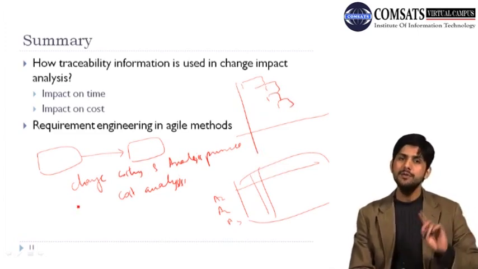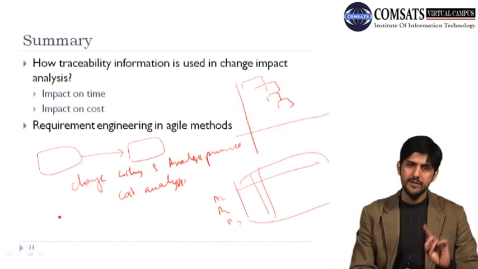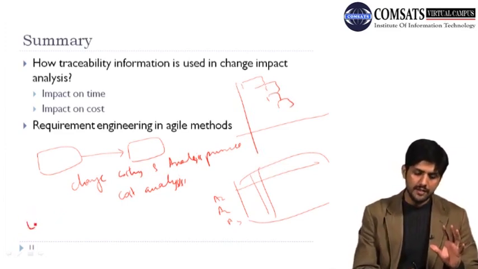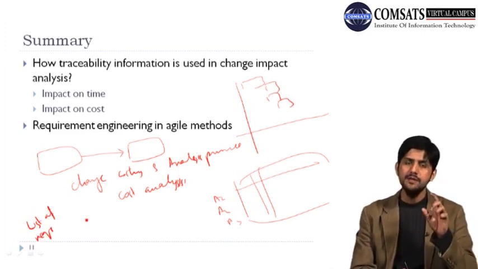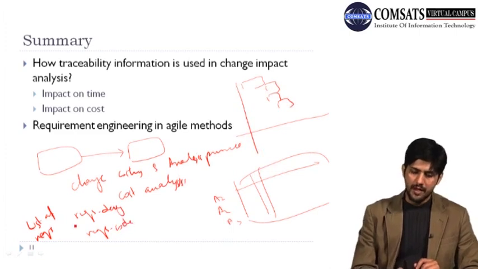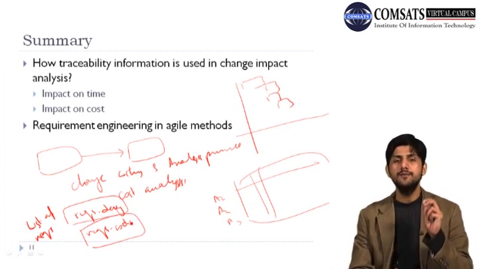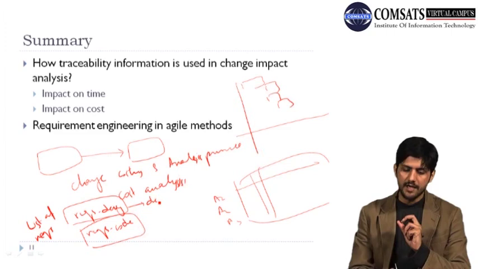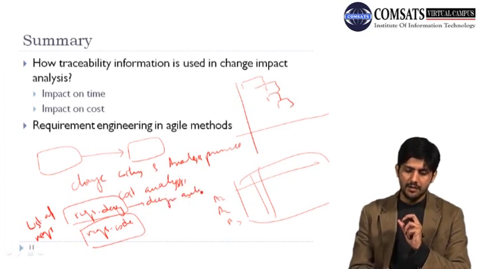And we also have some other types of traceability as well. So apart from requirement to requirement traceability, which gives us the list of requirements which would be affected, we have two other types of traceability. So for example, we have requirements to design traceability, and we have requirements to code traceability. And using these two types of traceability, we identify which design artifacts would be changed.